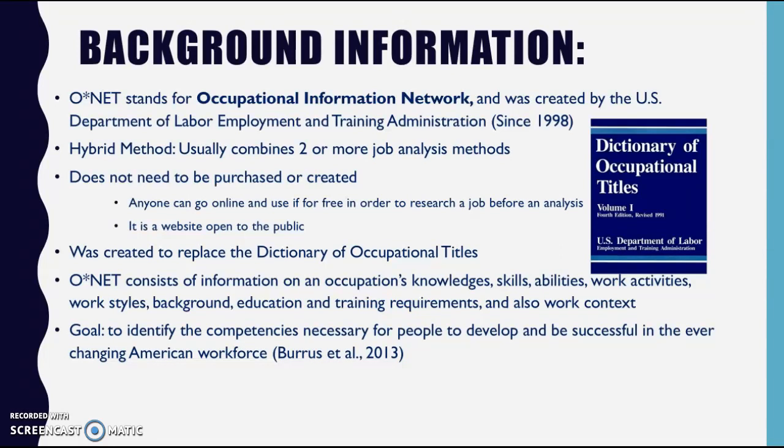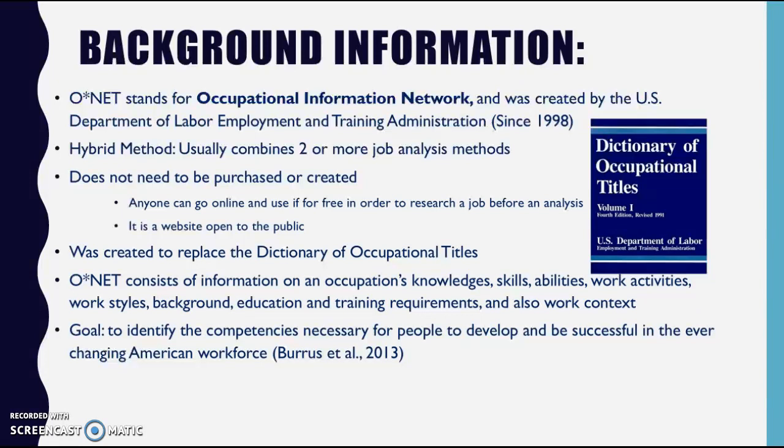So starting with the background information, ONET stands for Occupational Information Network and was created by the U.S. Department of Labor, Employment, and Training Administration. It is a hybrid method, meaning it usually combines two or more job analysis methods, and it does not need to be purchased or created. This is a website that's available to everybody, it's open to the public, and you can go online and use it for free, and just kind of search what they have to offer.